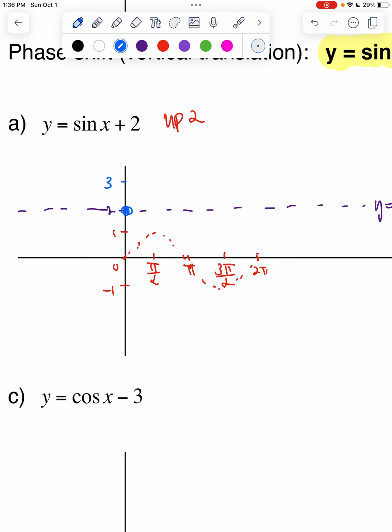We're going to go up to 3. Go back down to 2. Go down to a 1, and then back up to 2. So here's my new function of y is equal to sine x plus 2. Again, I just took all my points and I just moved up 2.